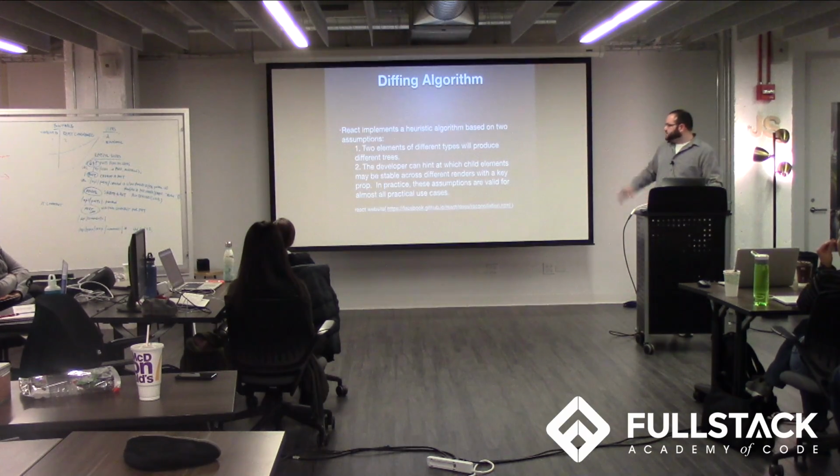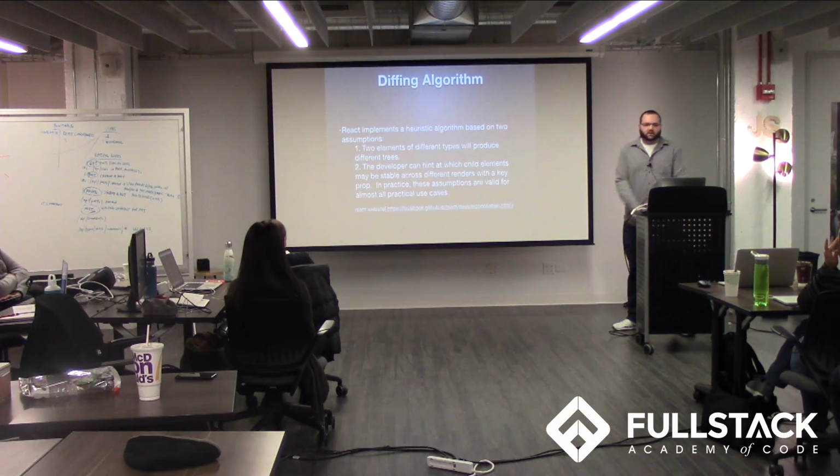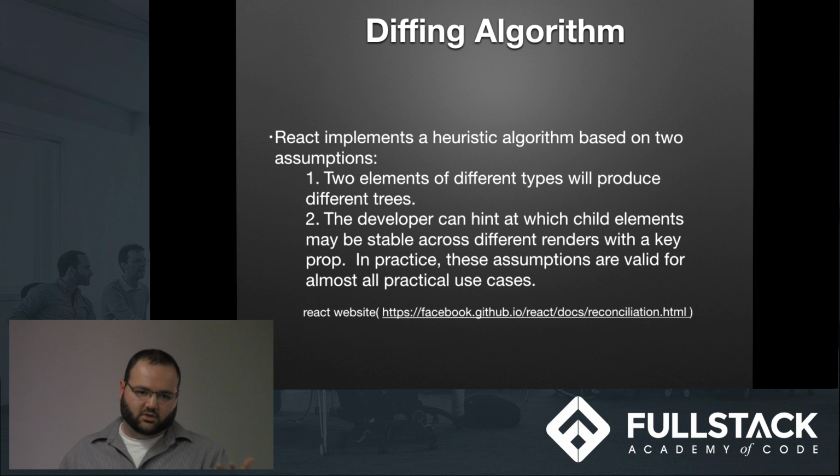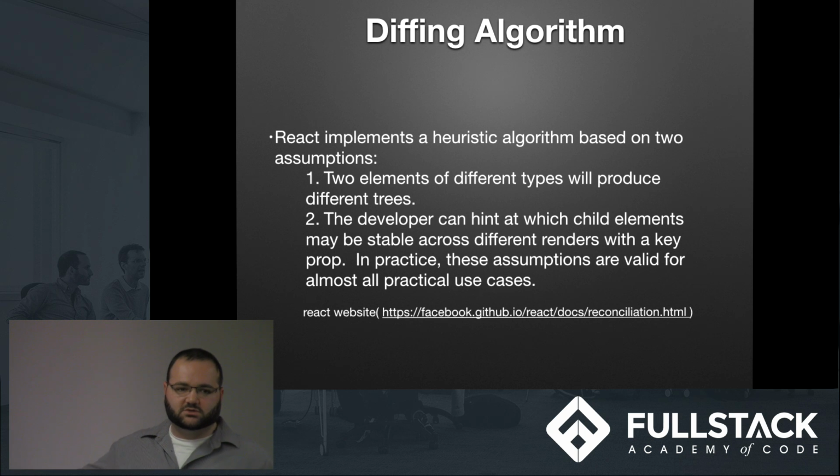So the diffing algorithm is what React uses to compare the two DOMs. So it has an old DOM, which is what you were using, and then something changes on your app, it creates a whole new virtual DOM, and then it has to go in and compare those two and find the differences. Now, it uses these two assumptions, and these two assumptions are actually what makes React so cool.